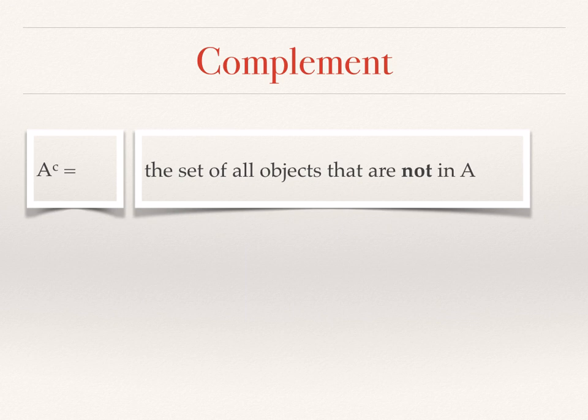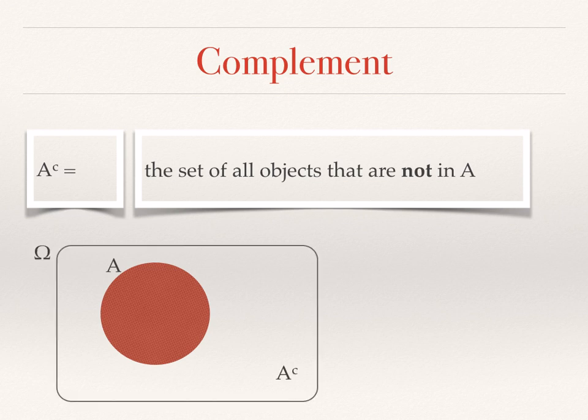So the complement of A, which you write as A superscript C, is the set of all objects that are not in A. Basically, here is our set A, pictorially represented as a red area. And then we have the universe omega that contains all the objects in the background. The complement of A is the set of all objects except for the objects that are in A, or in other words, the set of all objects that are not in A. That's the complement of A.